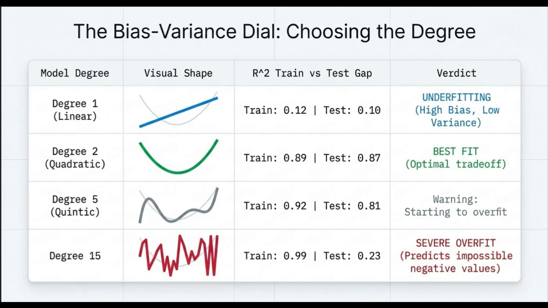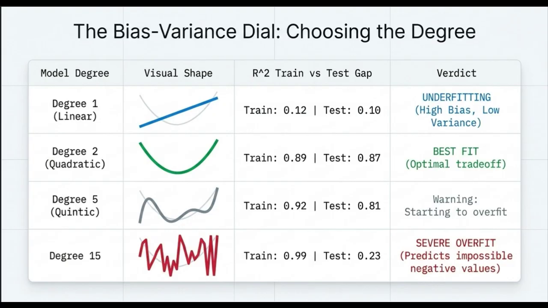So we look at degree 2, our simple parabola. The R-squared for the train set is 0.89, and for the test set, it is 0.87. That is the sweet spot. The golden rule here is to capture the trend, not the fluctuations. A very small gap between training and test scores means the model actually learned the true shape of reality, rather than just memorizing the past.